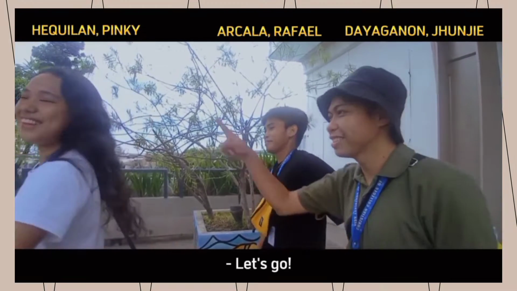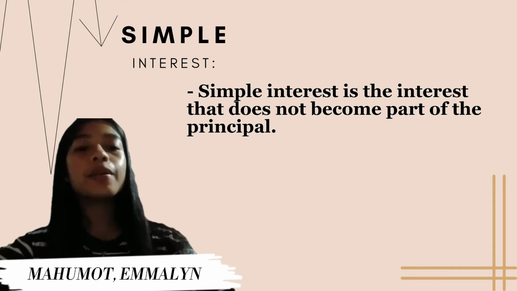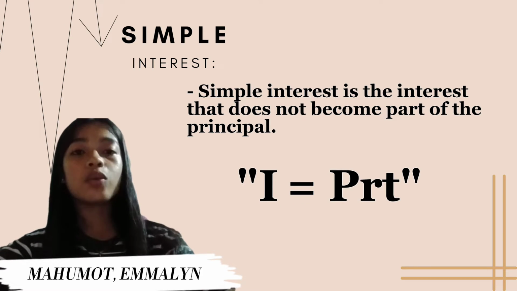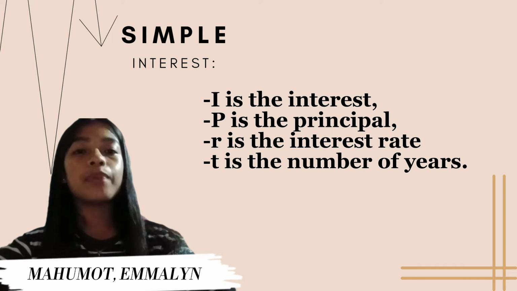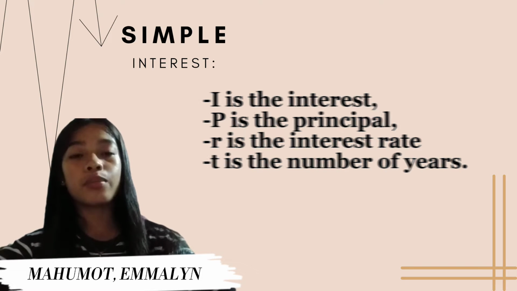Let's go. Simple interest. Simple interest is the interest that does not become part of the principal. The formula is I equals P R T, wherein I is the interest, P is the principal, R is the interest rate, and T is the number of years.